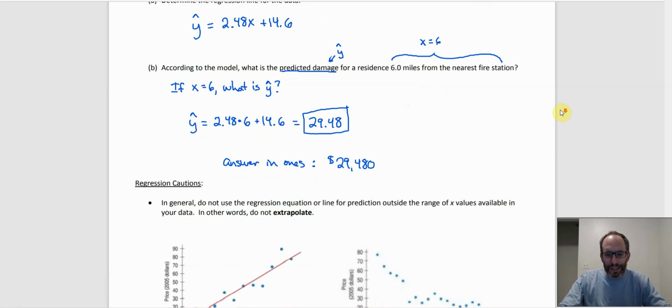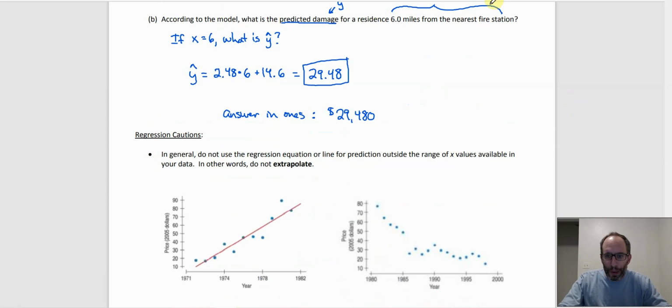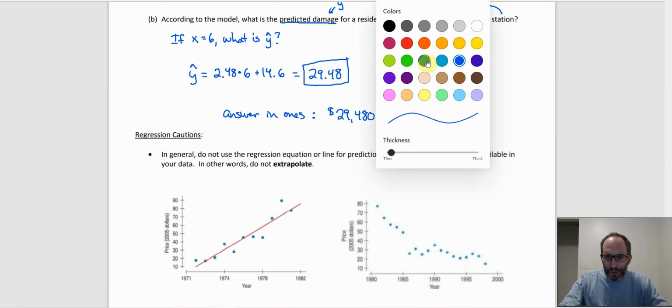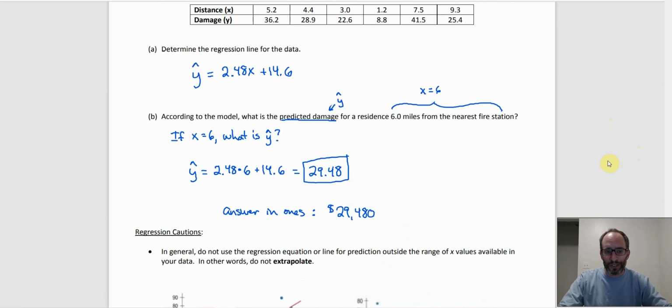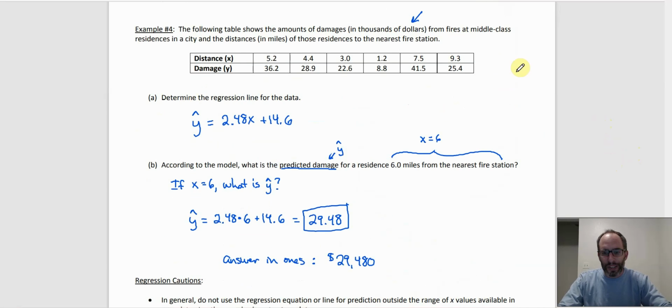The next thing is things that are trouble. So the first thing that's trouble is extrapolating. If you're going to use the equation of a regression line for prediction, you want to keep the x values that you're substituting in within the range of x values in your original data set. We just did it for 6 in this last example. And 6 is okay because the x values go from 1.2 up to 9.3. 6 is in between those, we're good.